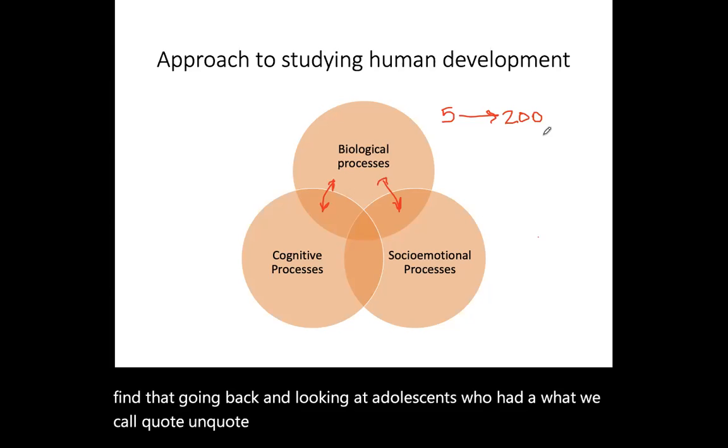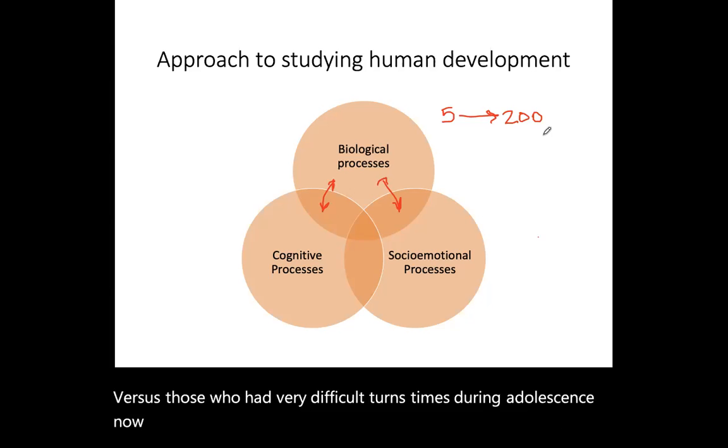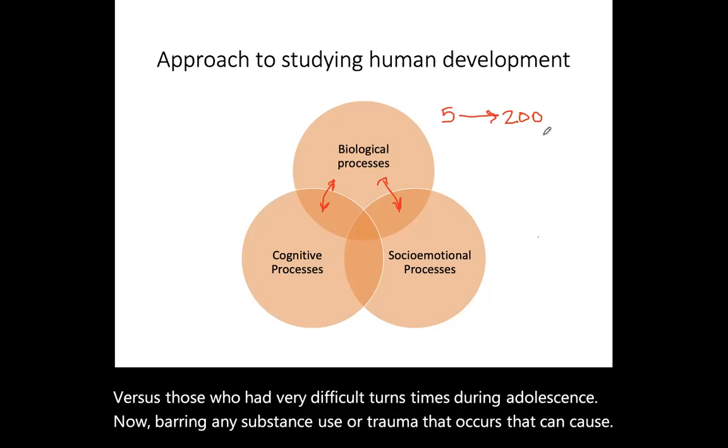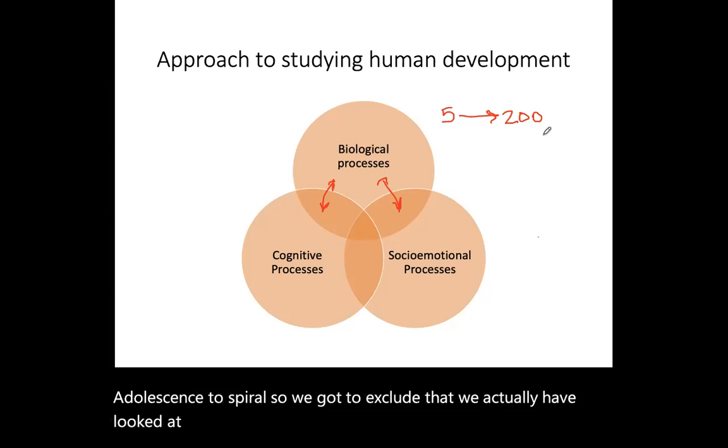Okay. And we find that going back and looking at adolescents who had what we call quote unquote easy adolescence, versus those who had very difficult times during adolescence. Now, barring any substance use or trauma that can cause adolescence to spiral, so we got to exclude that, we actually have looked at parents and how parents parent during adolescence.